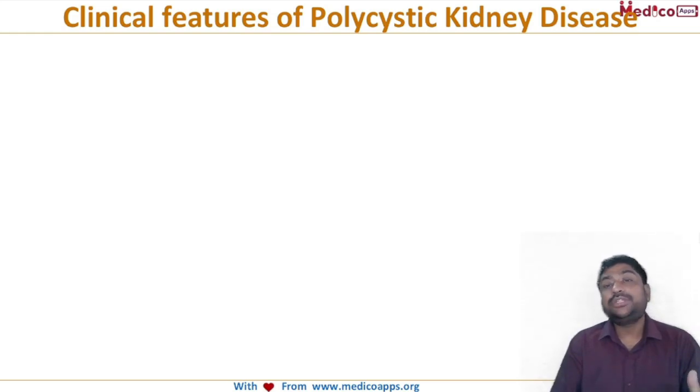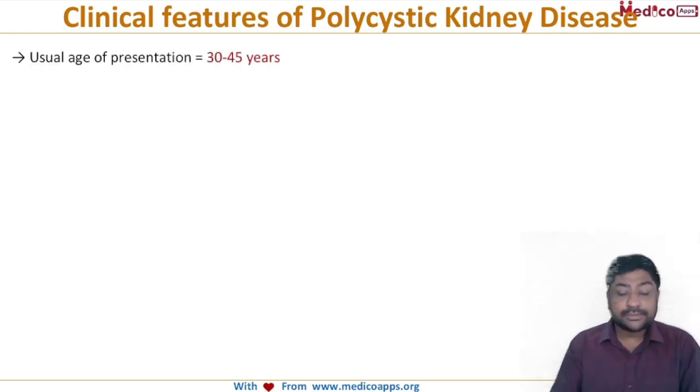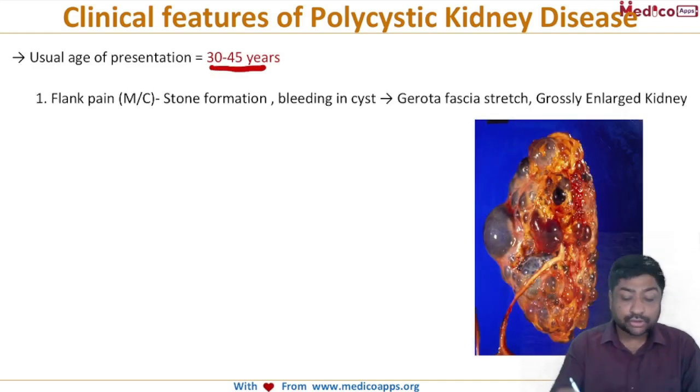Now let's look at how these patients of polycystic kidney disease will come to you. Most of these patients are asymptomatic till the third or fourth decade of life. The usual age of presentation is 30 to 45 years. What is the most common presenting feature? The most common presenting feature will be flank pain.